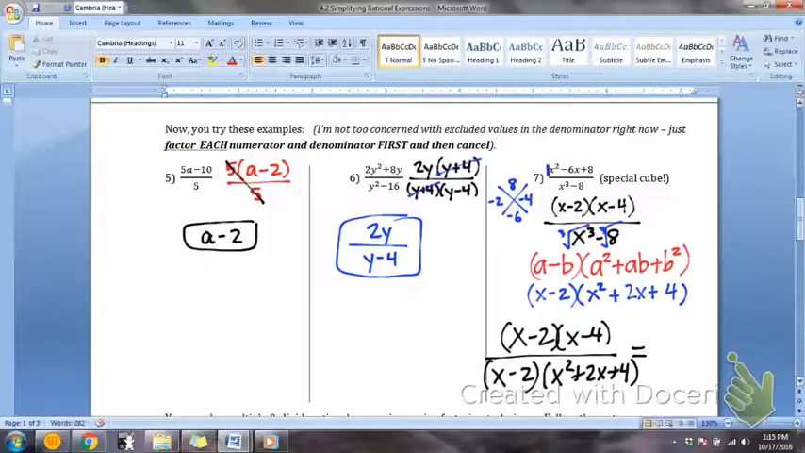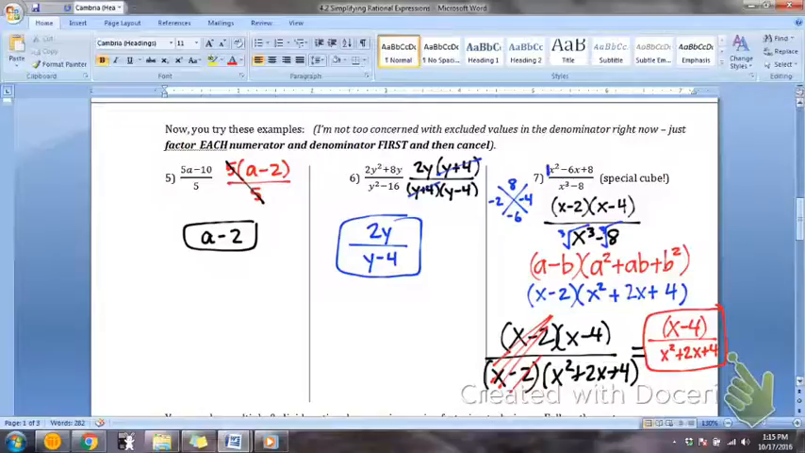Kyle, what are we going to cancel out here? Excellent. So the only thing I have left is x minus 4 over x squared plus 2x plus 4. So all we are doing is factoring every single time. Factor, factor, factor. Hey, factor some more. And then you can cancel.